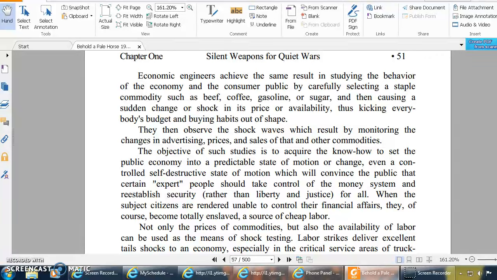Page 51. I'm going to stop here on 51. We're still in chapter 1, page 51 in the book Silent Weapons for Quiet Wars. I hope that everybody is listening and taking notes.